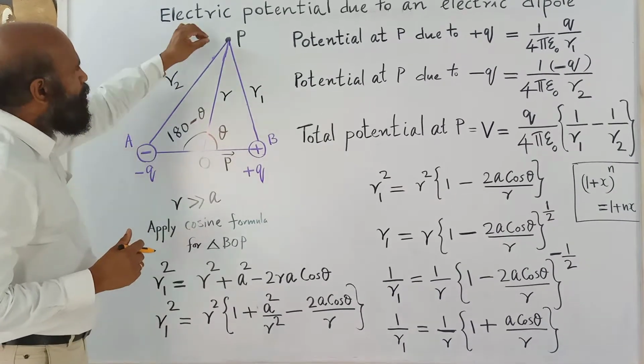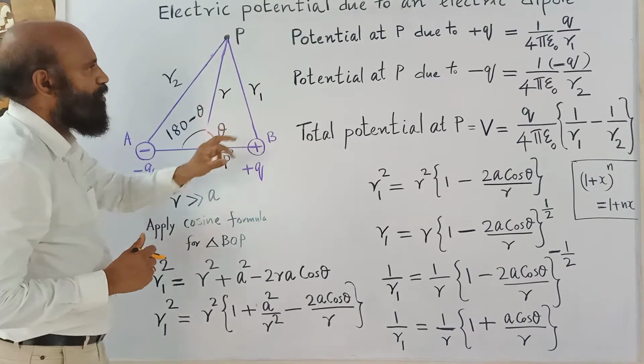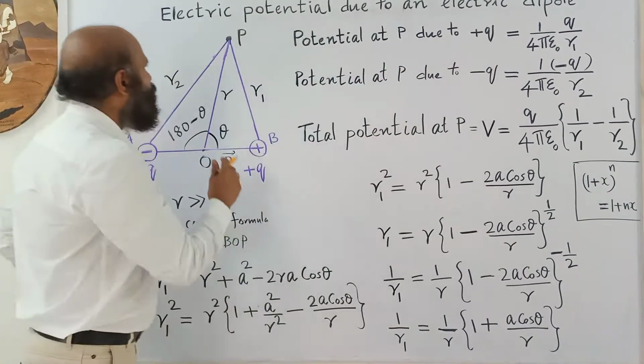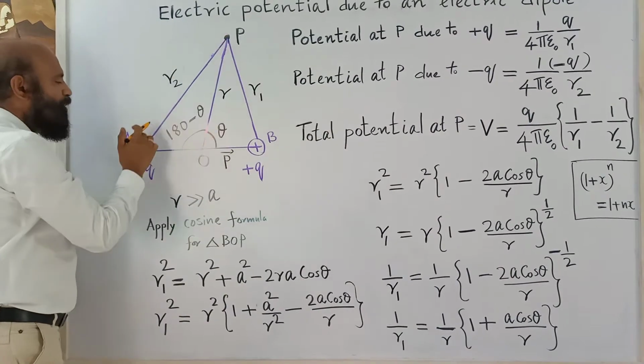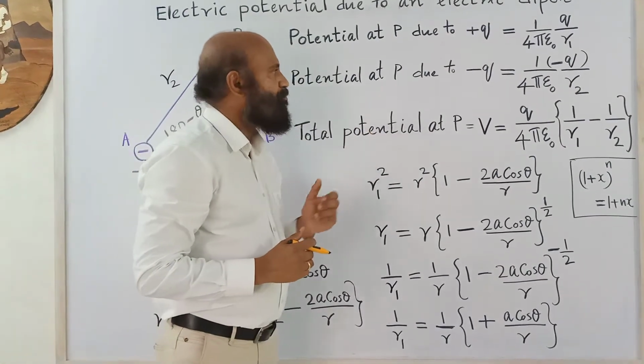You have to find out what is the potential here because of the positive charge, and what is the potential here because of the negative charge. Then we have to add.